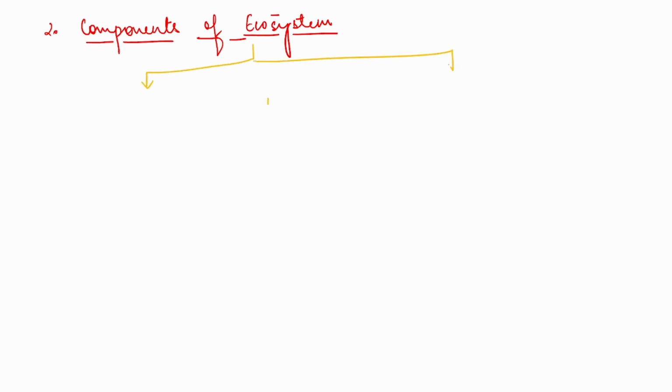Next we will discuss the components of ecosystem. If we talk about the components of ecosystem, the components present are of two types. One is biotic, another is abiotic, right? Biotic component and abiotic component. Biotic component is what? It is a living thing that is present. Biotic components means all living, and abiotic is non-living things.